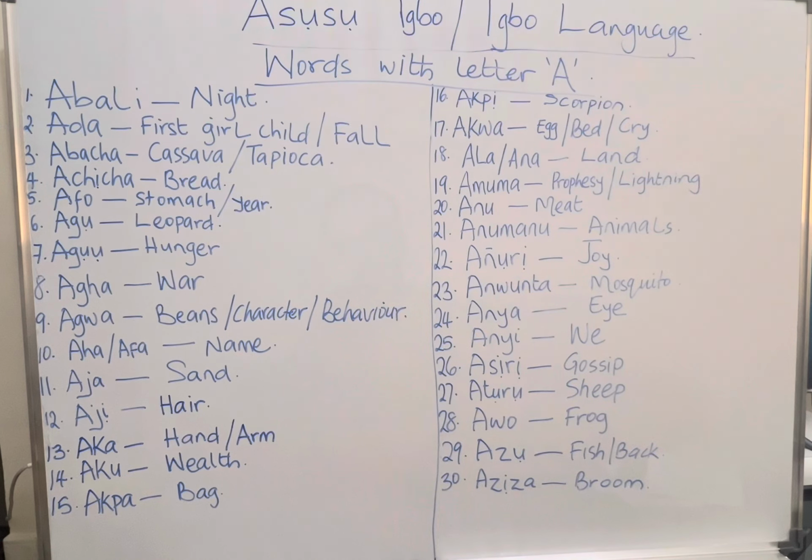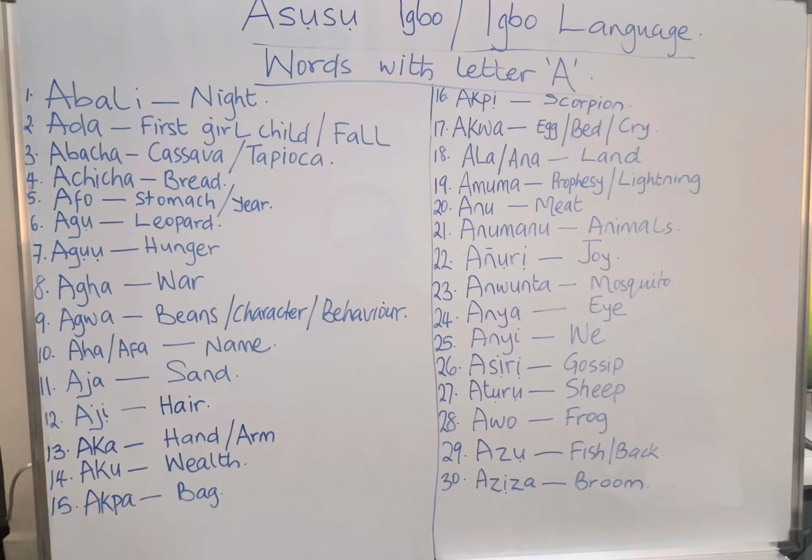Welcome to today's lesson. In the previous lessons, we started with the basics, which are the alphabets in the Igbo language, the vowels, the consonants. We have done this once in the past lessons. In today's lesson, we are going to begin with the pronunciation of some words, the words that start with letter A.